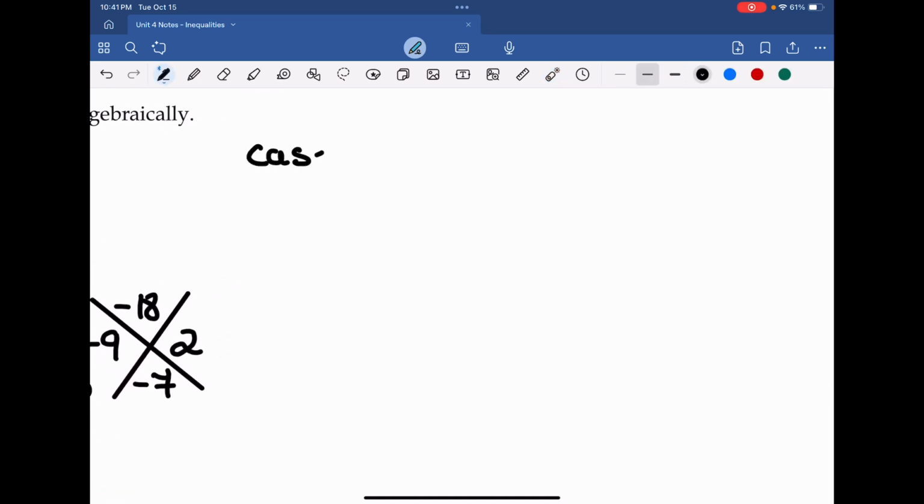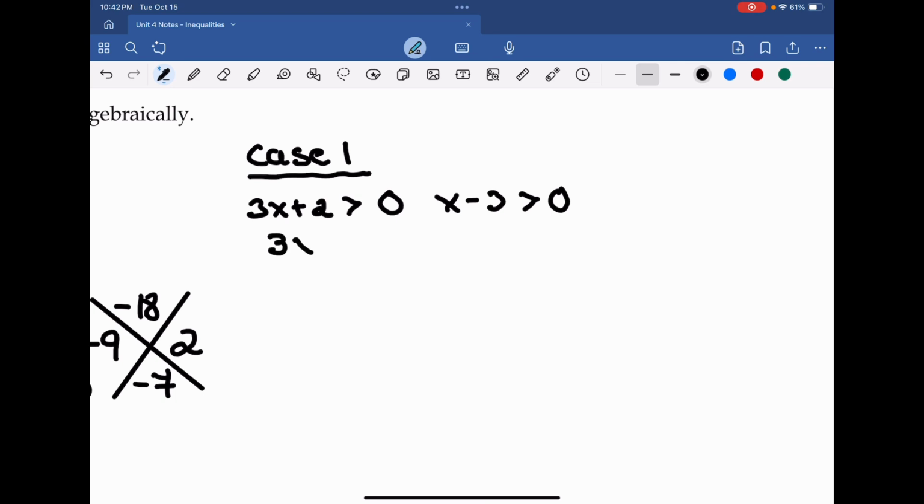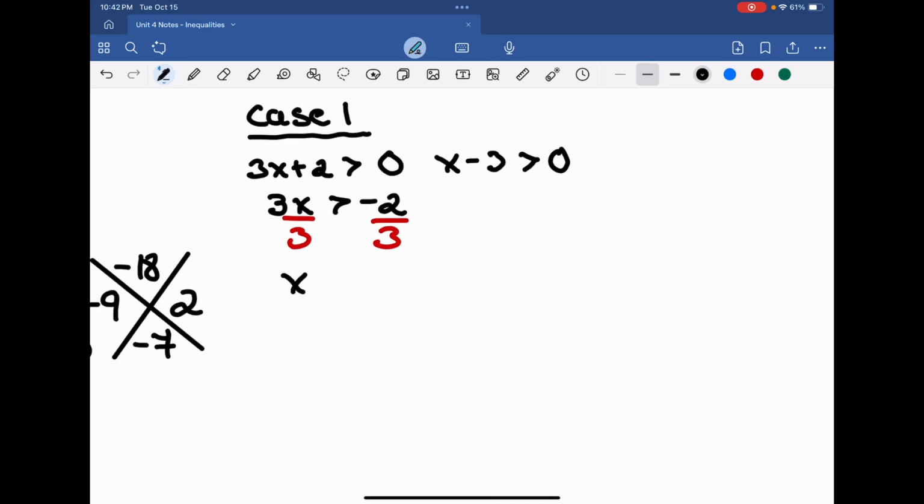Case number 1. We're going to have where 3x plus 2 is greater than 0, and our other one is x minus 3 is greater than 0. In this situation, we isolate for x by subtracting the 2 across, which gives us 3x is greater than negative 2. We divide both sides by 3, and we figure out that x is greater than negative 2 over 3. If I add 3 to both sides on my second inequality, x is greater than 3.